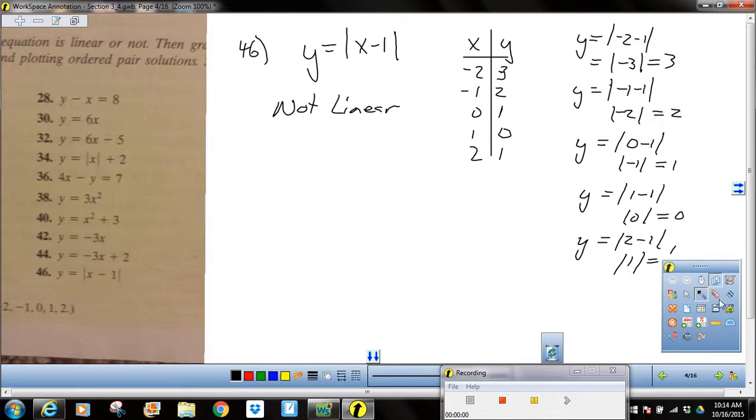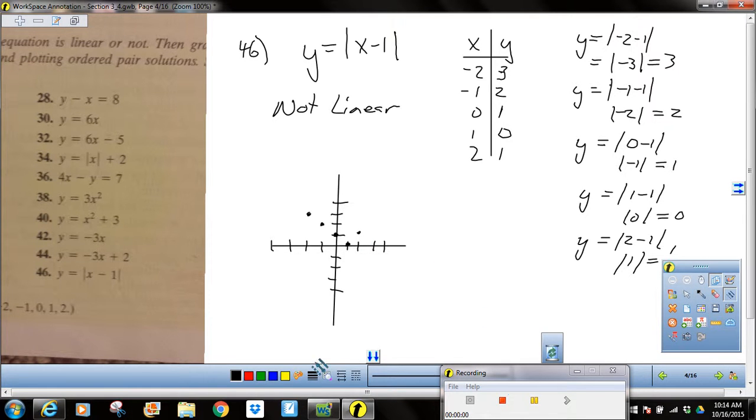So when I go to graph this, an input of -2 was 3. An input of -1 was 2. An input of 0 was 1. An input of 1 was 0. An input of 2 was 1. So you can see it's going back up now.